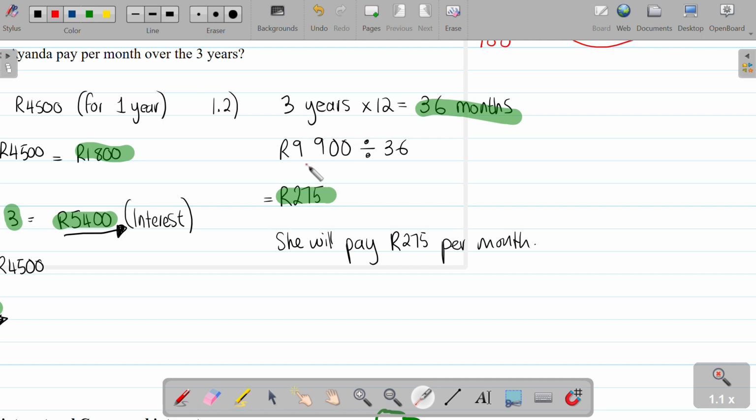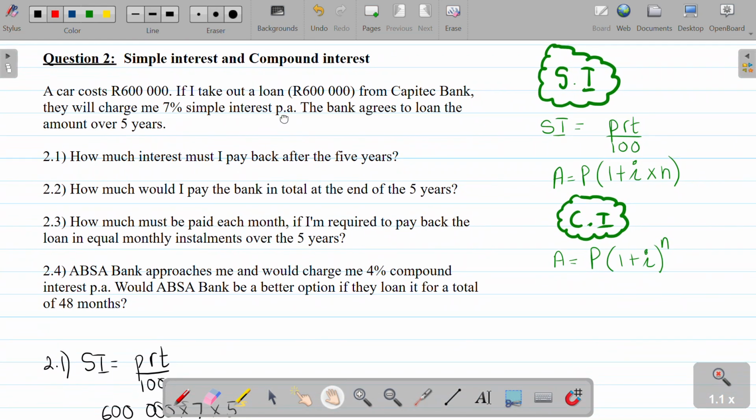Then you'll take your full amount that you have to pay in total, divided by that amount of months, and this is how much you would pay per month. So she will pay 275 Rand per month. Okay, let's have a look at question two.